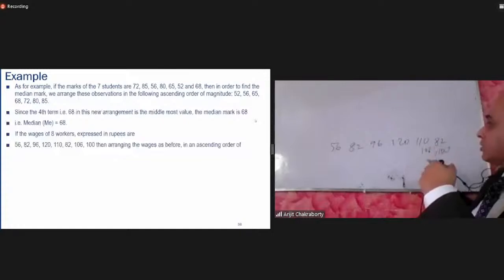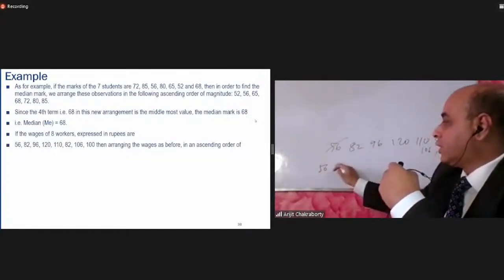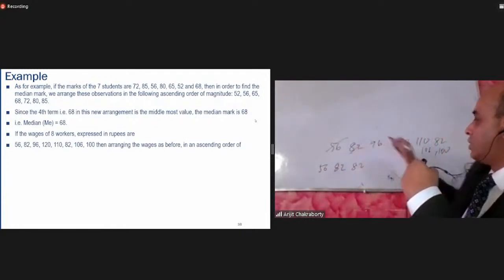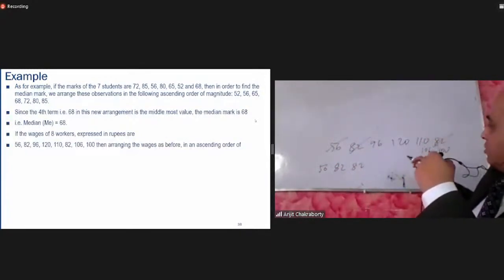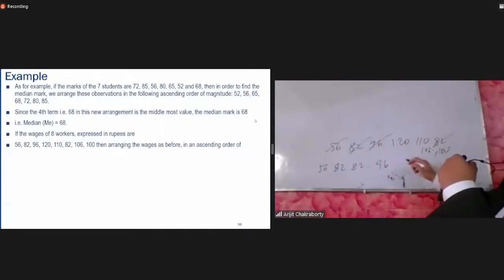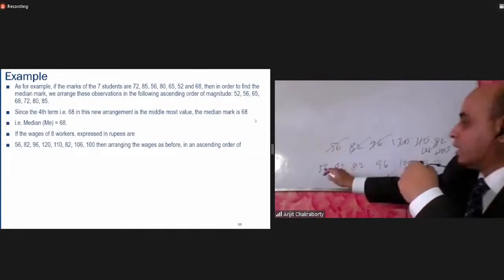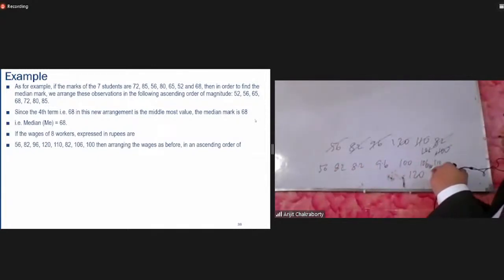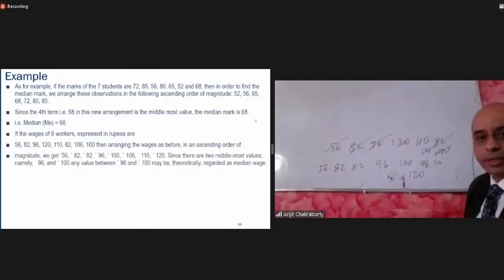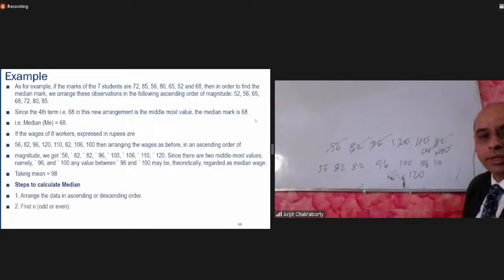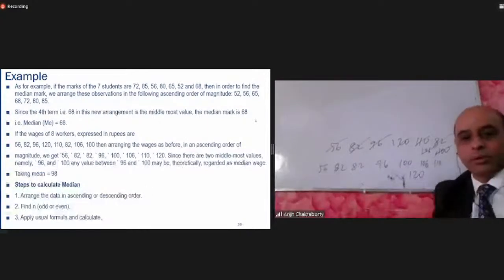So let us first write it in ascending order. 56 number 1, then 82, again 82. There are two 82s here. Then you are getting 96, then 100, then 106, 110, and 120. So 1, 2, 3, 4, 5, 6, 7, 8. We are getting 8 figures. So how to calculate the median?